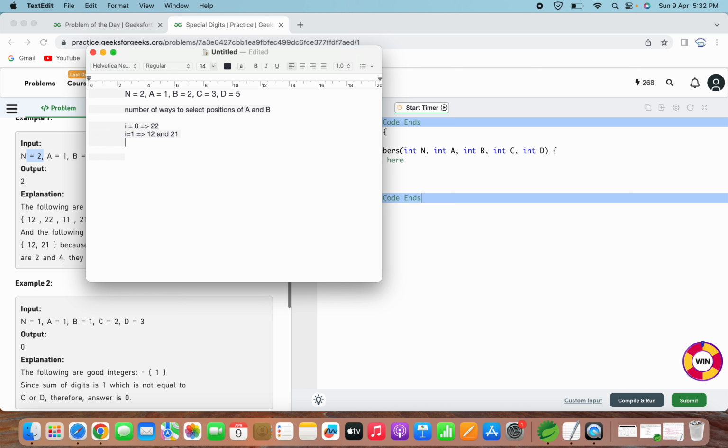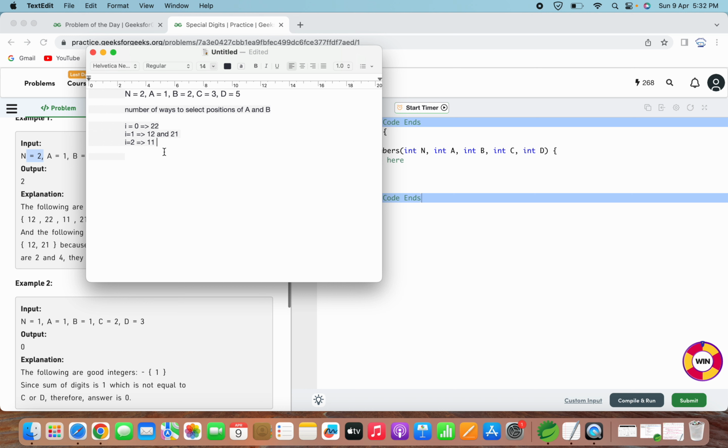Now if we go to i is equal to 2, here it means we are selecting both places for A only. We are not selecting any B here. When i is equal to 0, we selected both places for B. Here we are selecting both positions for A only, that means 1 and 1. So this is one of the good numbers. So here we can see the total number of good integers of length 2 is 4.